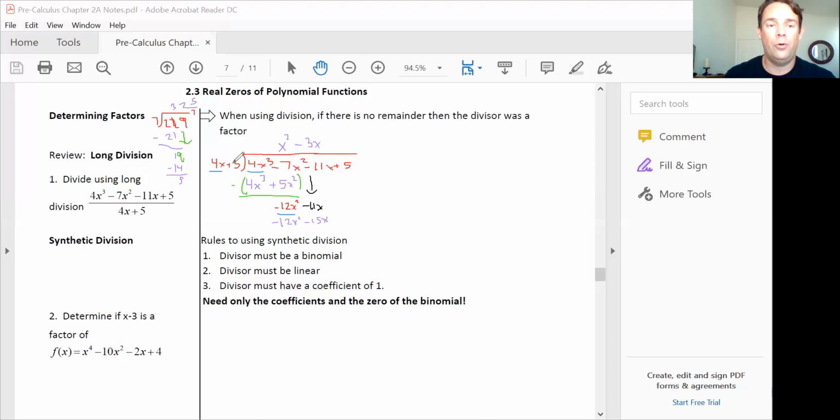Again, once we multiply the 4x plus 5 times negative 3, now we subtract it, just like we did with the numbers. And we end up with 4x. And I'm going to run out of room here, which is never good, but is what it is. We bring down our next one, our positive 5. And this time, 4x plus 5 times what? So I'm looking at 4x times what number would give me 4x? Well, that's just going to be 1.